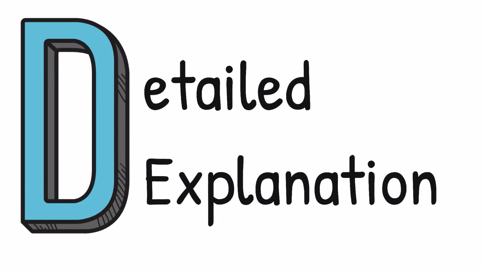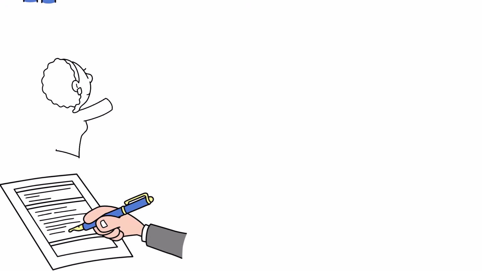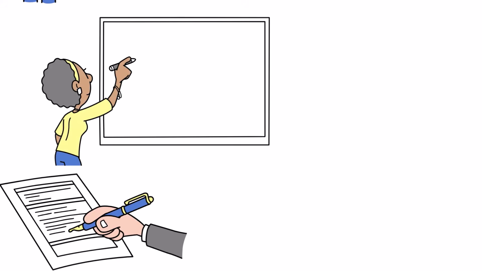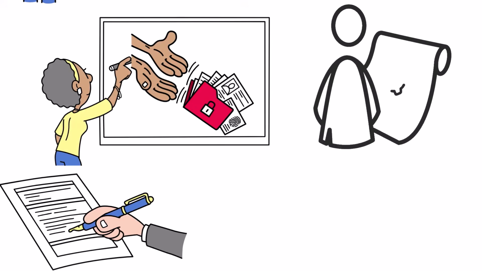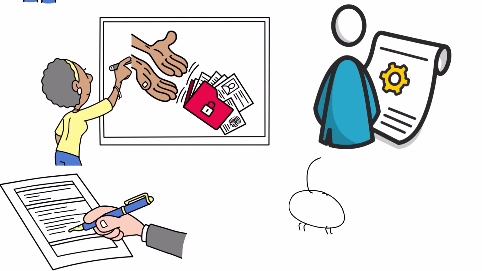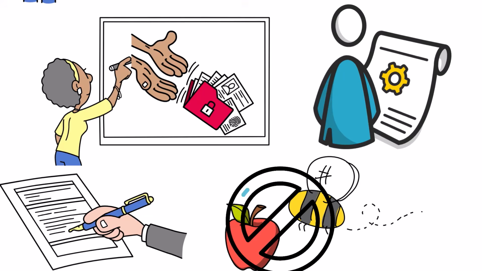D is for detailed explanation. This is where you explain your evidence. You can add a few sentences that tell the reader how your evidence proves your topic sentence. For example, as bees fly from one flower to the next, they pick up pollen, which helps the plants produce new seeds. Without this process, many fruits and vegetables would not exist.